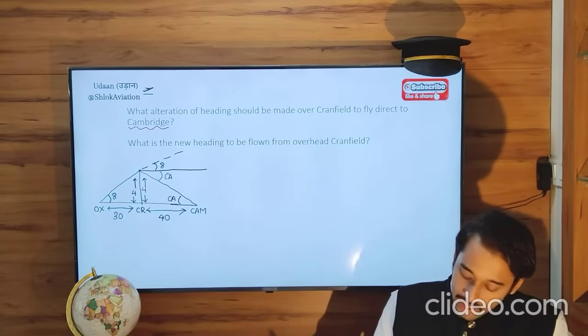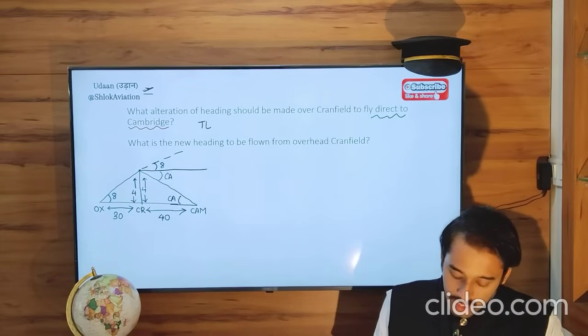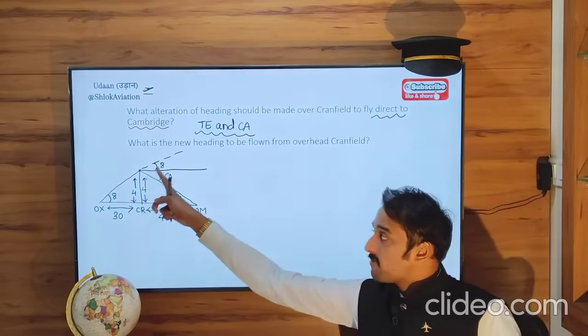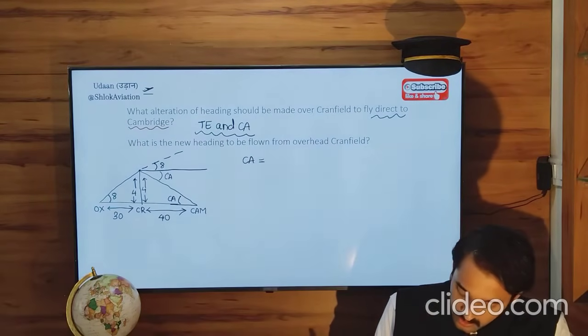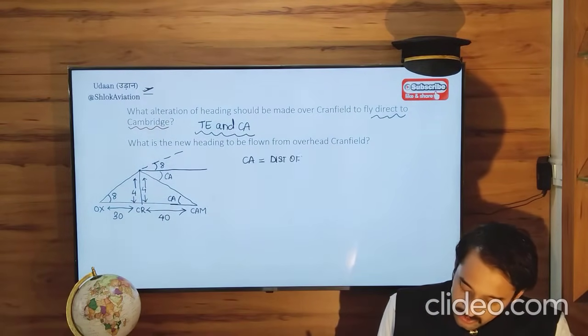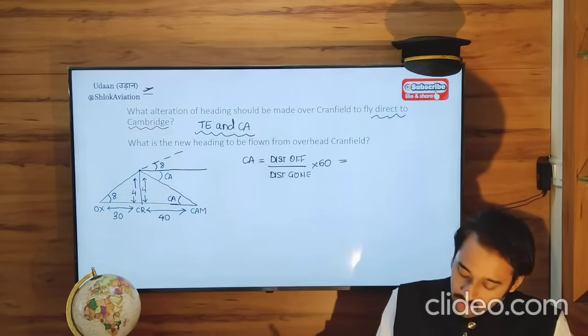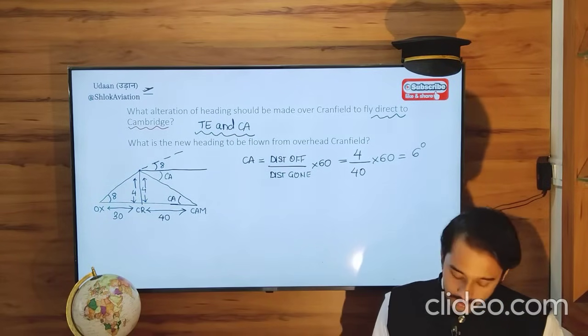Now we have to fly directly to Cambridge. When we have to fly directly to your destination, you will use the track error and closing angle method. Track error we have found out. Now let's find out the closing angle. Closing angle will be equal to distance off track divided by distance gone into 60. So distance off track is 4, distance gone is 40, into 60. That is equal to 6 degree.